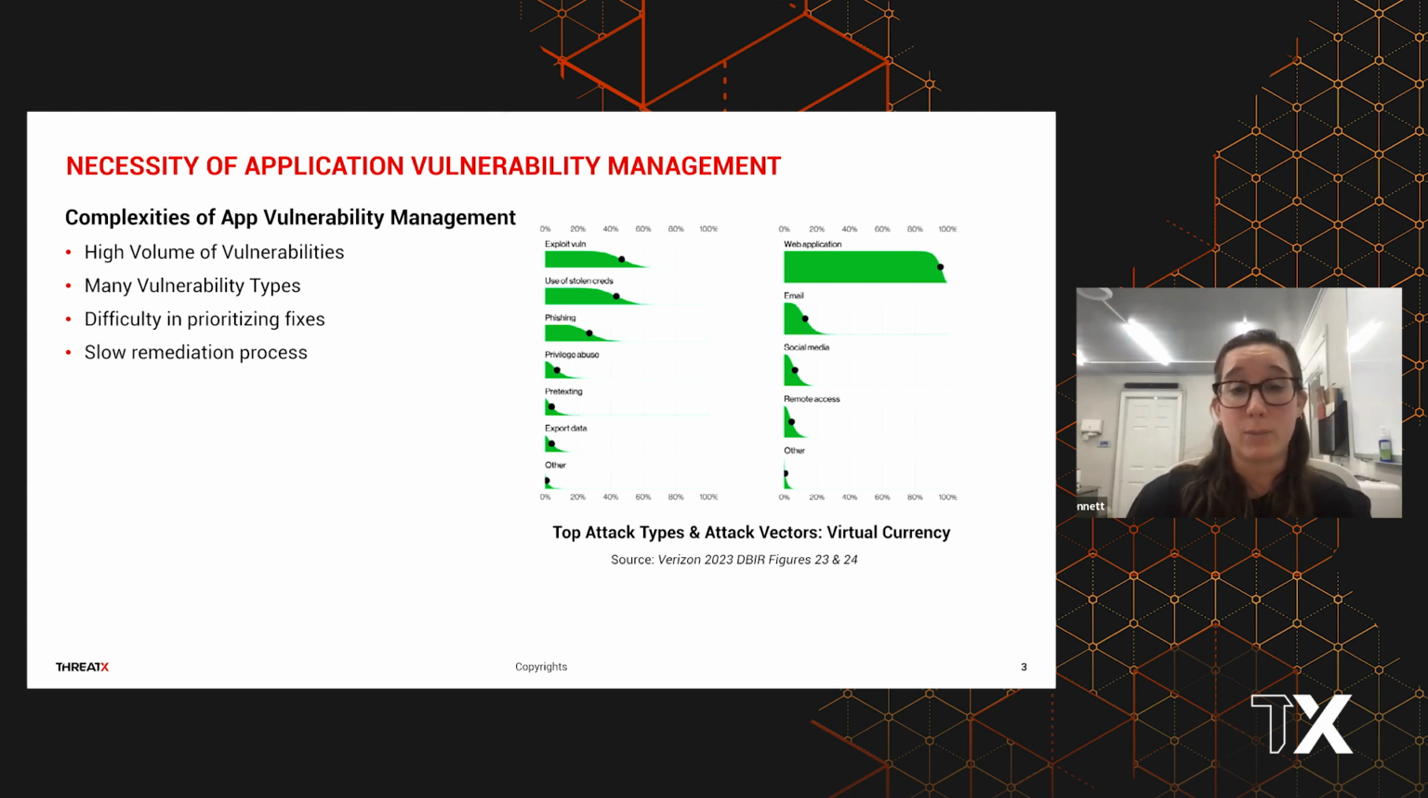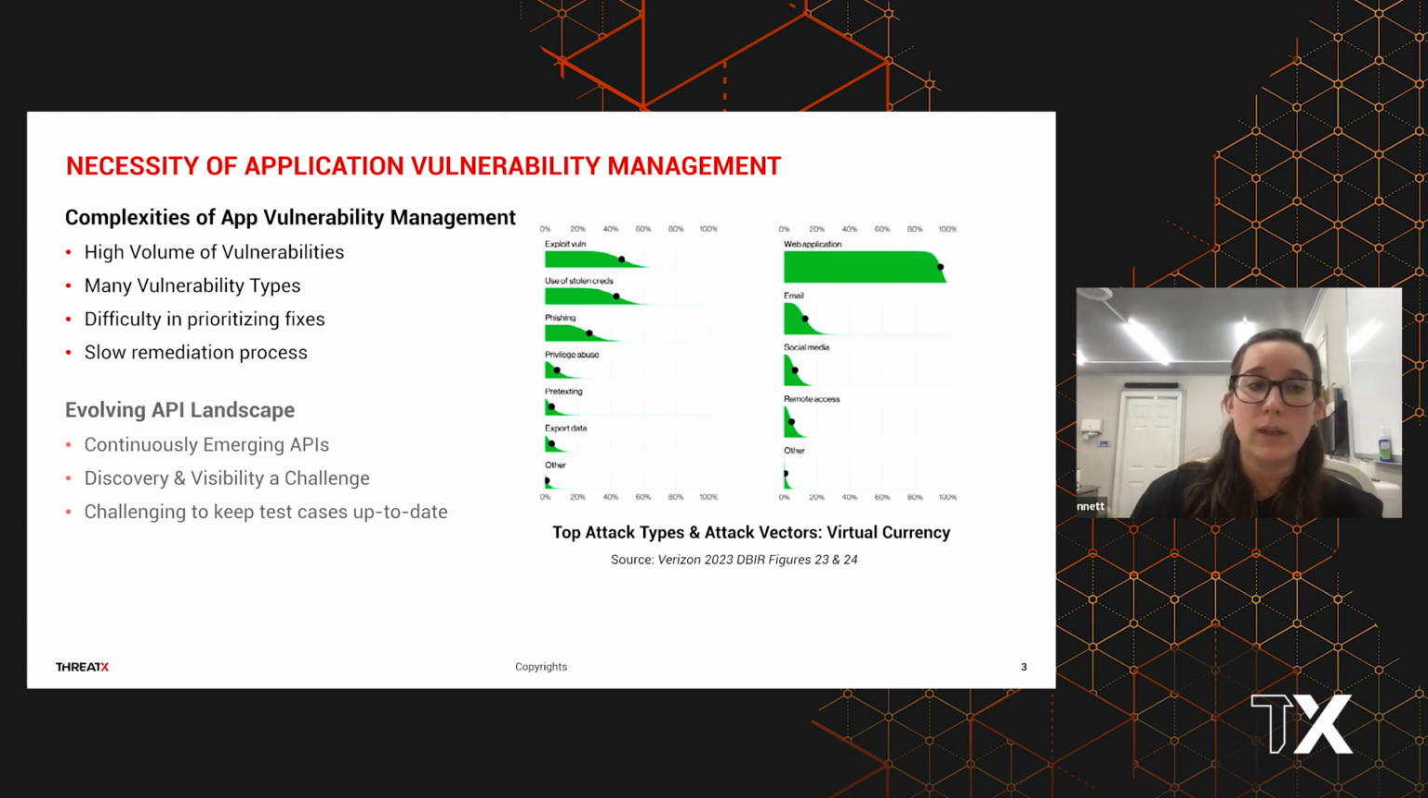Once a vulnerability is actually prioritized, the remediation process can be really slow. It can take weeks, months, even up to a year just to get one application vulnerability remediated. On top of that, the API landscape is ever evolving. So APIs continuously emerge. They're continuously spinning up, and attackers are getting more sophisticated.